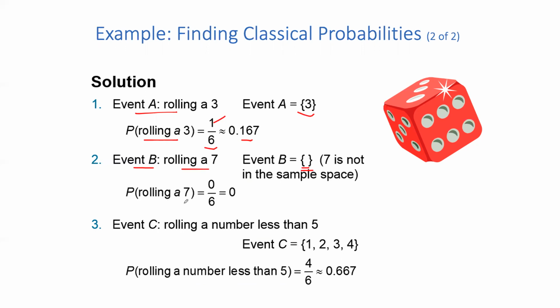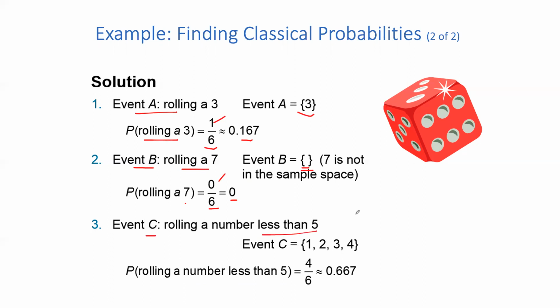So what is the probability of rolling a 7 when I roll a six-sided die? Out of the 6 possible outcomes, none of the outcomes satisfy the conditions of this event. So that's 0 over 6, or 0, or 0% chance that I ever roll a 7. And the probability of 0 essentially indicates that it's impossible that something like that could happen. Okay. Event C is rolling a number less than 5, right?